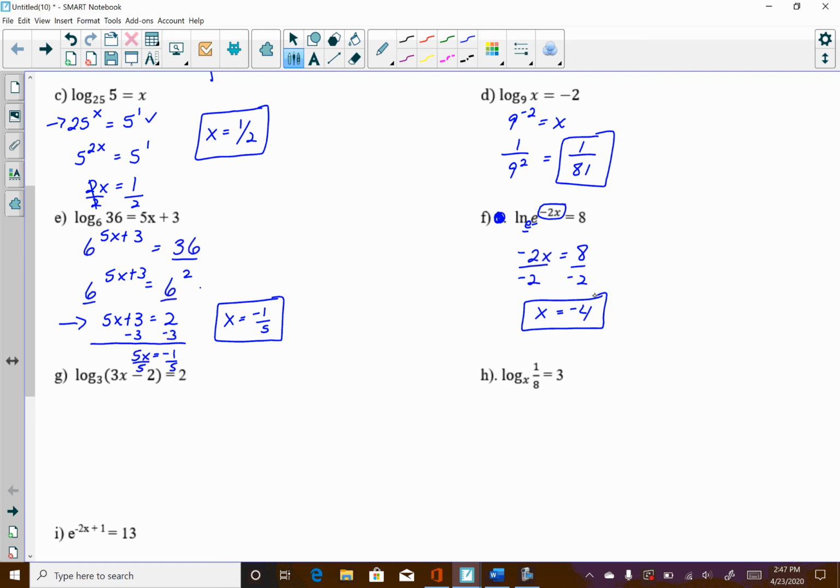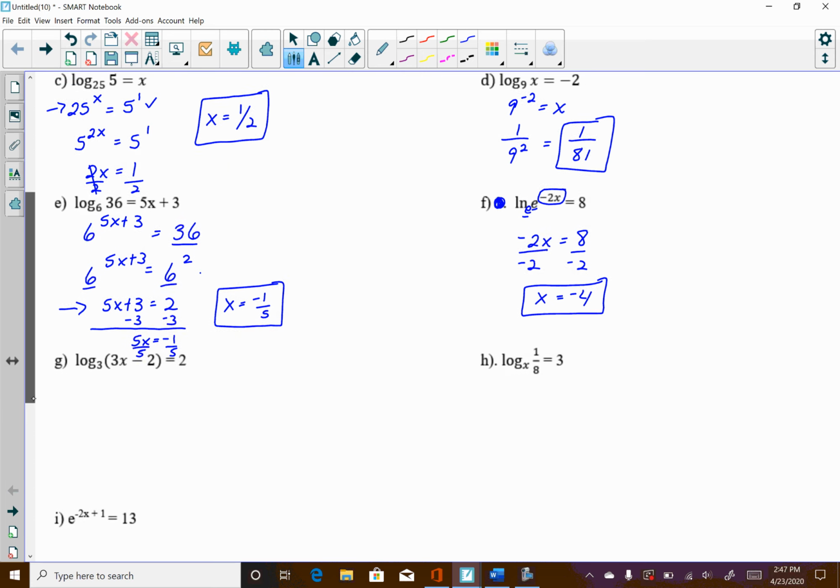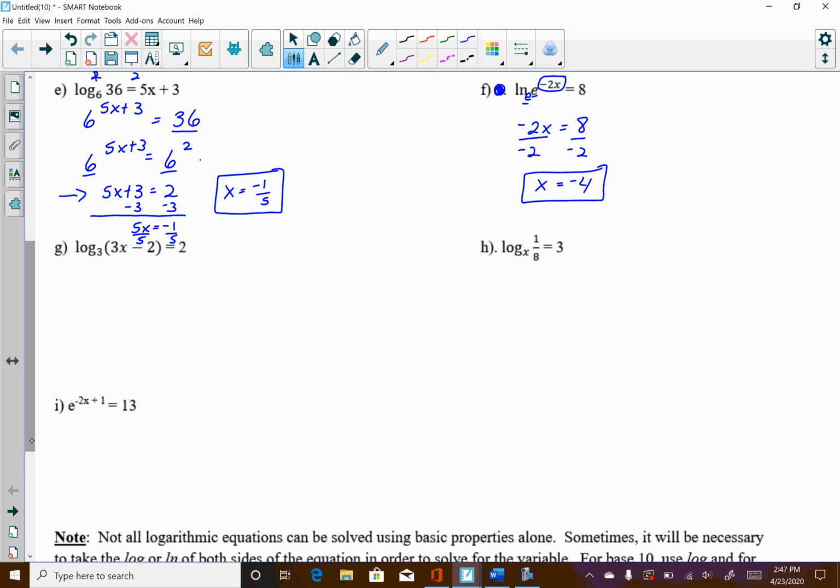Final answer. I'm going to let you do G and H because those are very similar to things that I've already been showing. I'm just going to look on down here at letter I. In letter I, I'm trying to solve for this variable x, but it's in the exponent. So in order to get it out of the exponent, remember since it's base e, take the natural log of both sides.